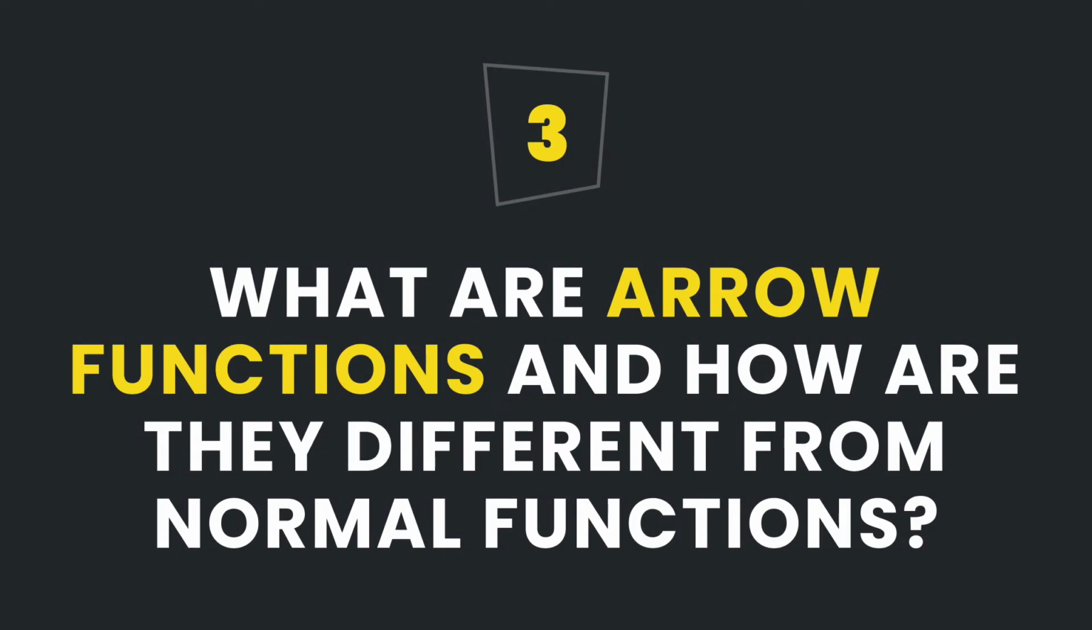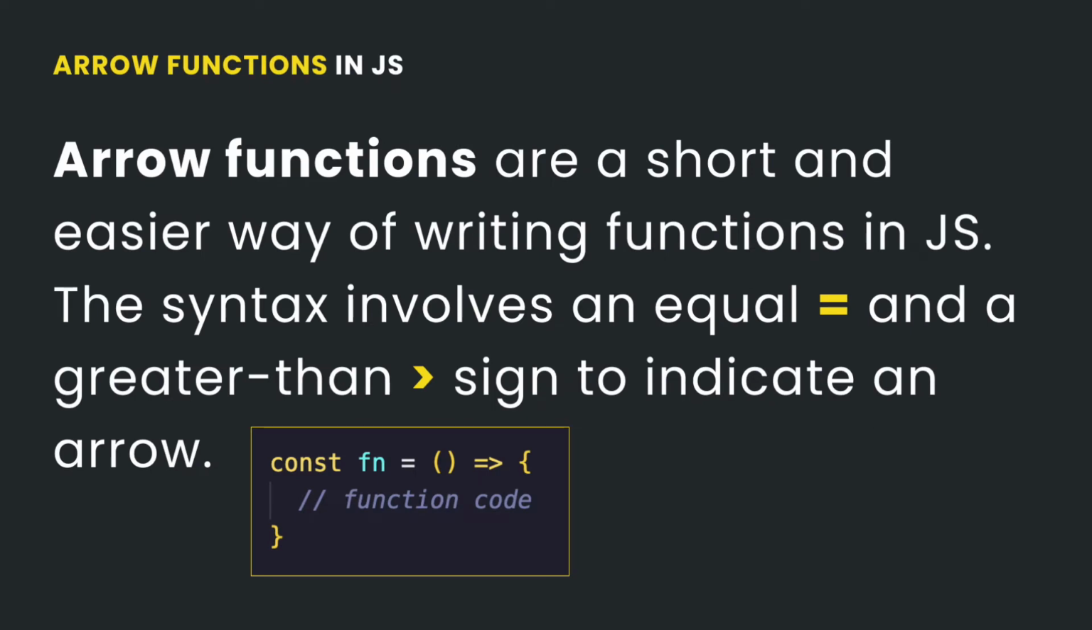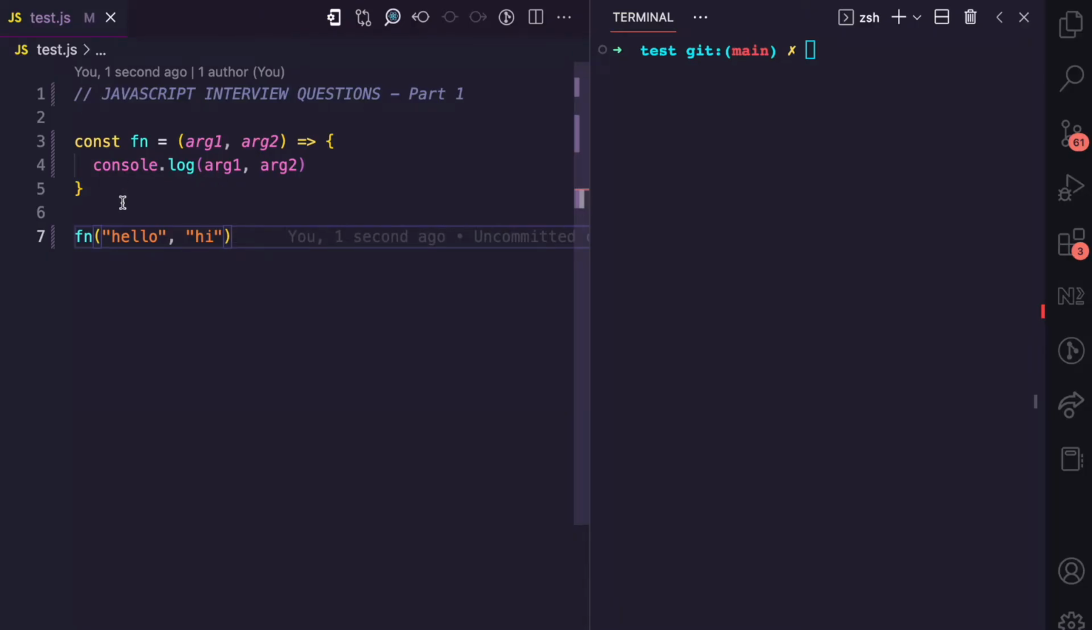The third question, what are arrow functions and how are they different from normal functions? Arrow functions are a short and easier way of writing functions in JavaScript. The syntax involves an equal and a greater than sign to indicate an arrow. And this is what an arrow function looks like here.